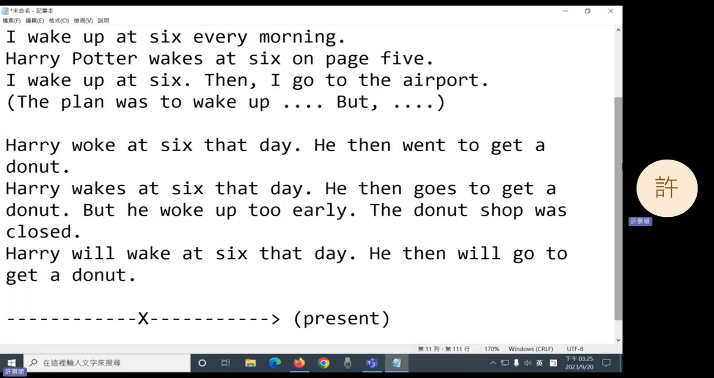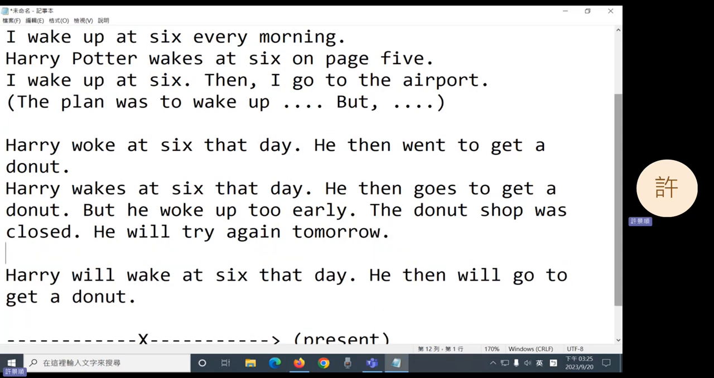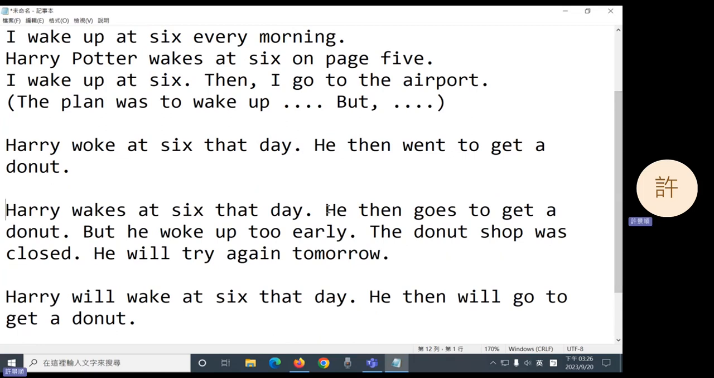So the same thing. If he's thinking about the future, then it will use a future tense sentence. At this point, he has only done two things. He has woken up and he has gone to try to buy a donut. Sorry, this should be is. He's close. When he's thinking about the past, the story will use the past tense. When he's thinking about the future, the story will use the future tense.